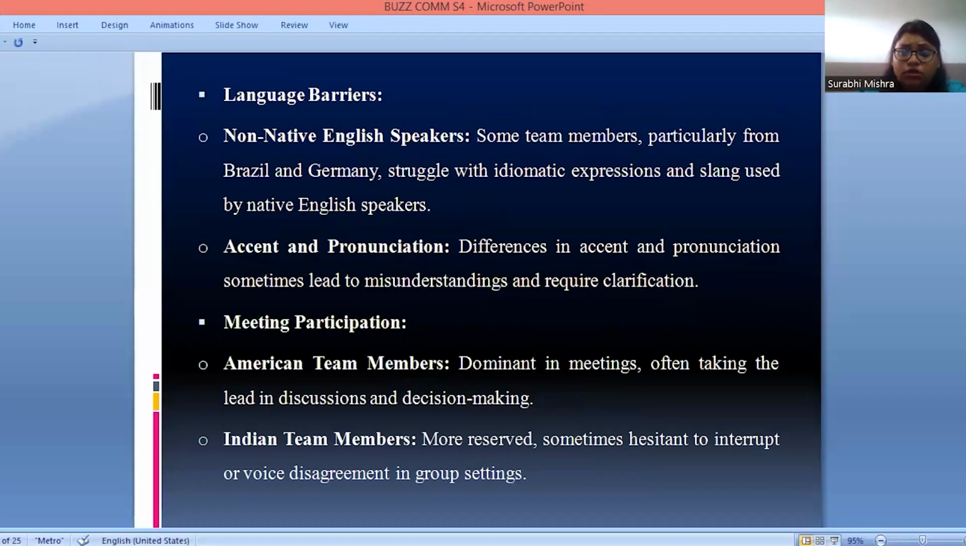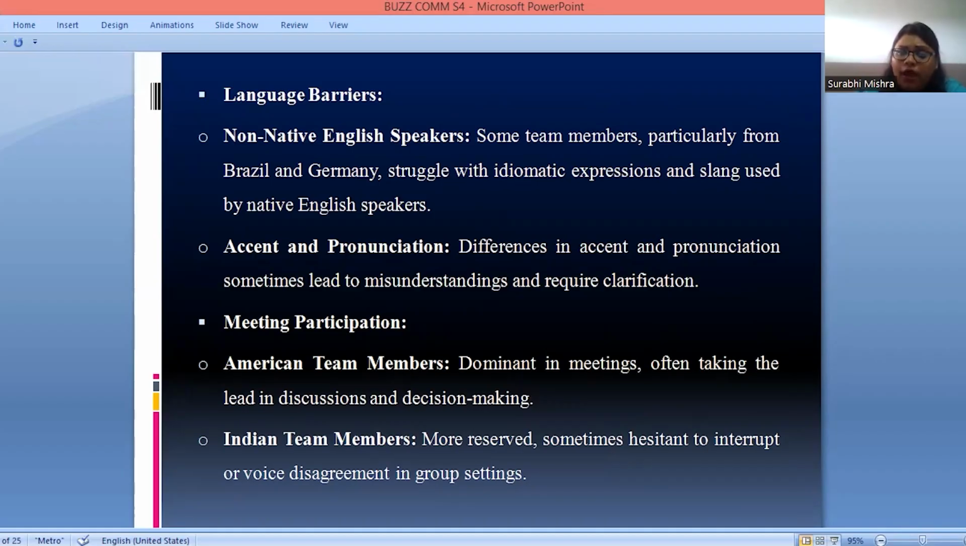Some team members, particularly from Brazil and Germany, struggle with idiomatic expressions and slang used by native English speakers. They were not very used to the idioms and the slang, so they struggle to understand what is being said to them, right? Some team members particularly struggle to understand those idioms and slang due to the language barriers of their geographical location, right? The other issue is accent and pronunciation.